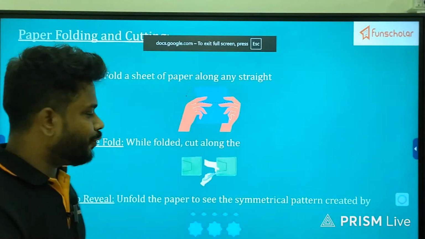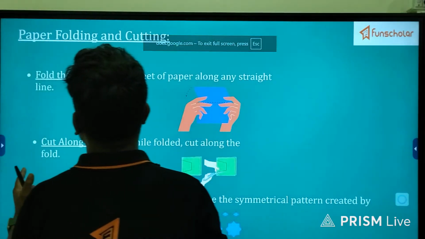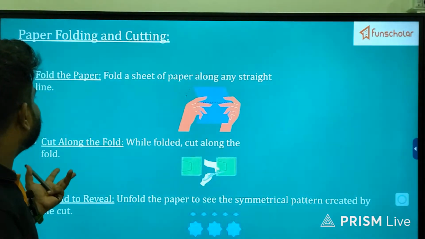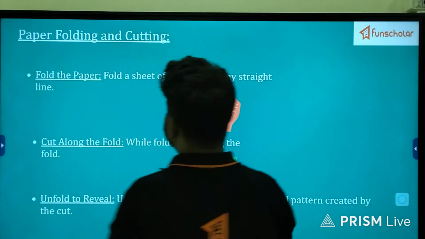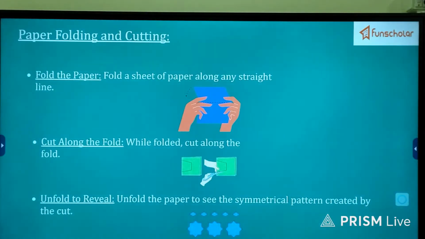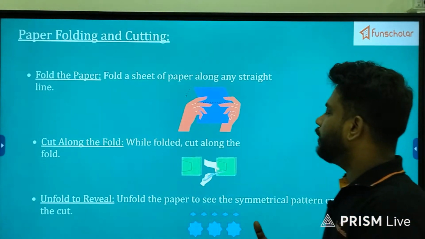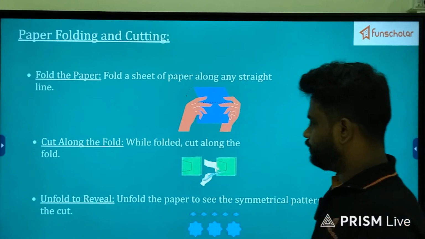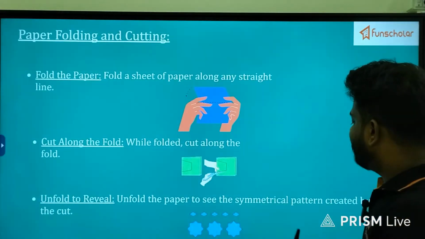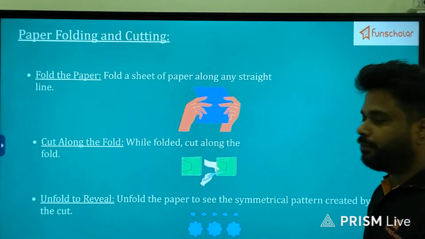So here we will be discussing how paper folding and cutting is a great example of symmetry. First, fold a sheet of paper along any straight line. Cut along the fold while folded. Unfold to reveal the symmetrical pattern created by the cut.